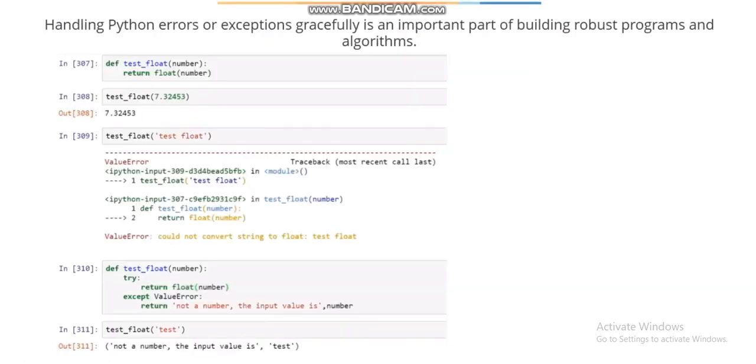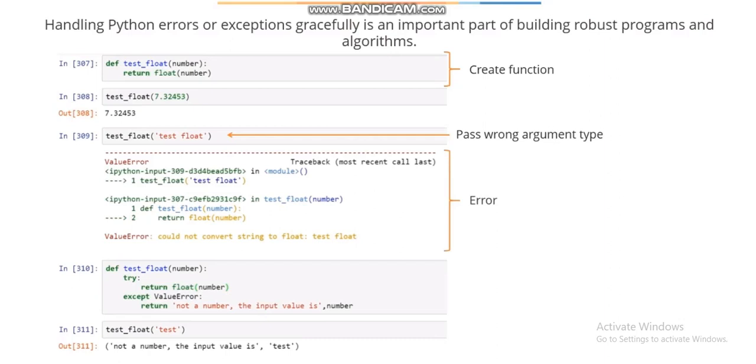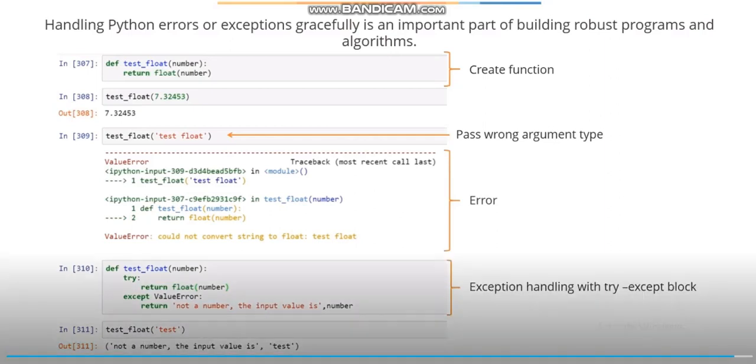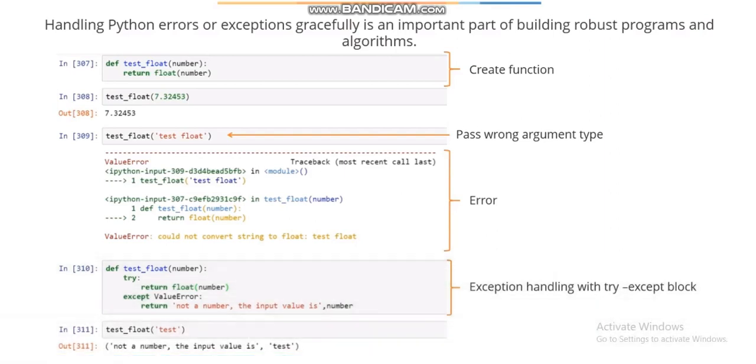Handling Python errors or exceptions gracefully is an important part of building robust programs and algorithms. In data analysis applications, many functions only work on certain kinds of input. Here in this example, we have created a function which accepts a number and returns the float value. It works fine for number values, but the moment you pass a string value to the function, it throws a value error. We can use a try-except block to handle the exception or error scenario. This helps generate a graceful exit of the program or algorithm, as shown here.